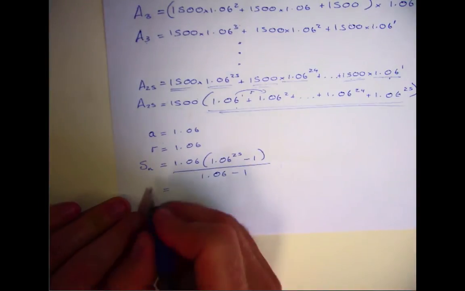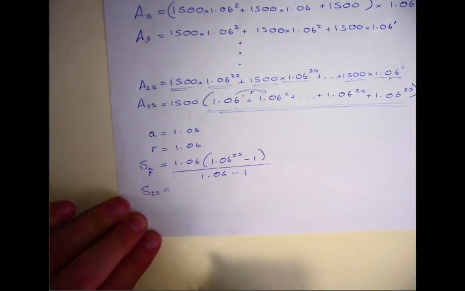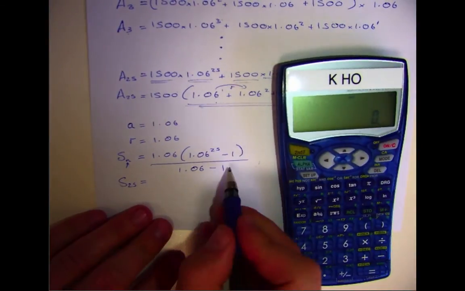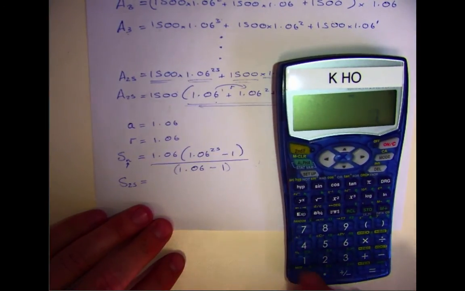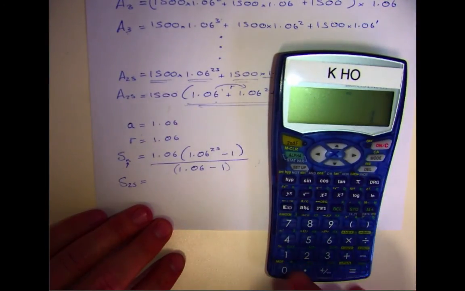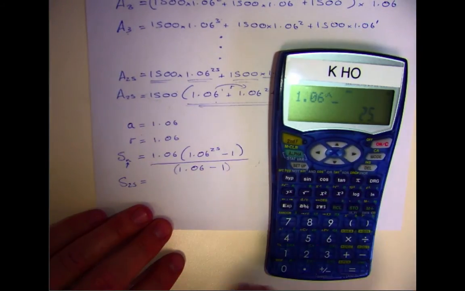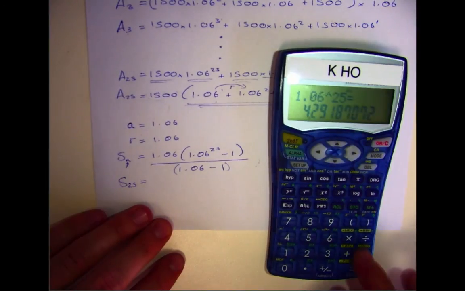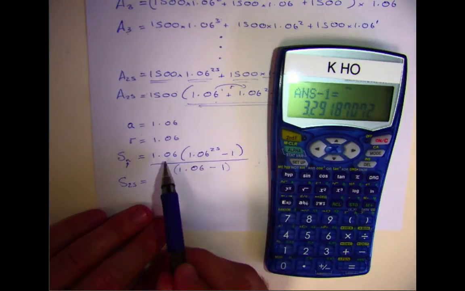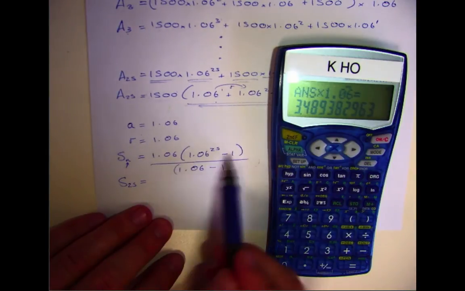So I'm going to work out this amount first just to make it easy. So the sum to 25, sorry I've put n there, but really it's the sum to 25, equals. Pull out the calculator. Now I'm going to do this part first and save it. Minus 1, we all know what that is, but I'm going to do it anyway. Store it in A. 1.06 to the power of 25. Okay, that's this. Equals. Minus 1 equals. Okay, that is everything in the brackets. I'm going to times that by 1.06. Equals. And that is everything on top.